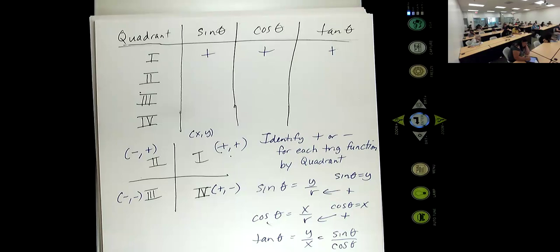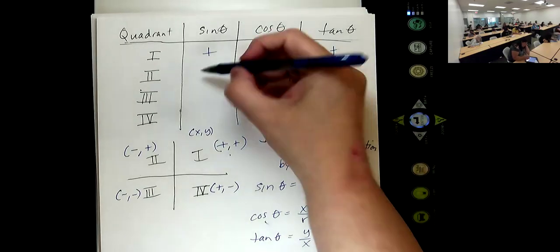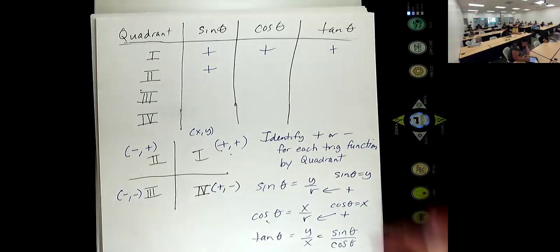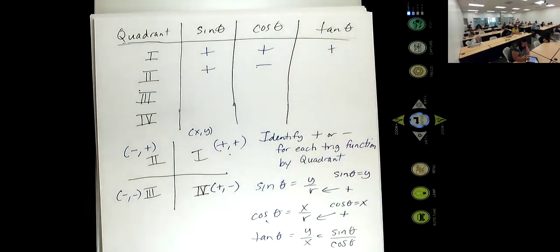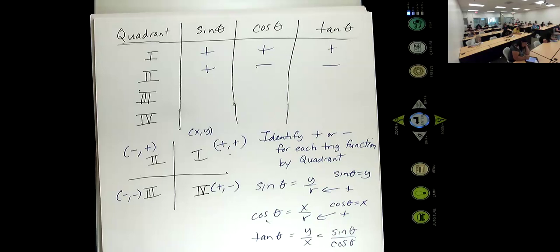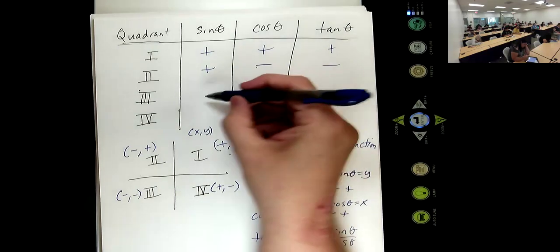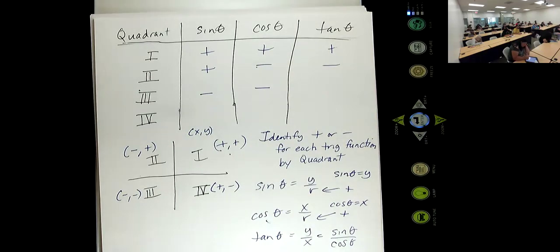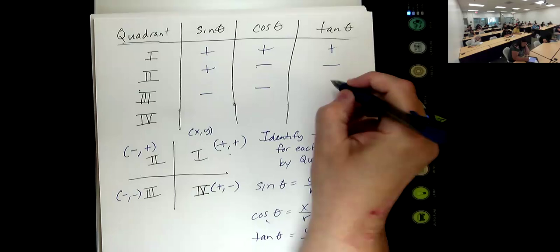In quadrant 2, y is still positive, so sine is positive. X is negative, so cosine is negative. And a positive over a negative is negative. In quadrant 3, they're both negative. And if I do a negative over a negative, they cancel out, we're back to positive.